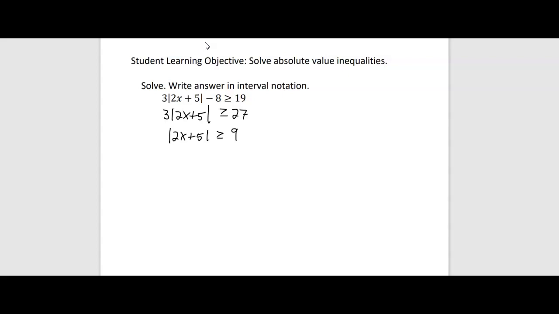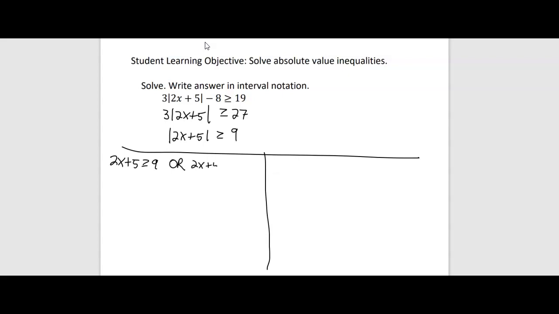Now at this point in time, we have two possible approaches. One approach is to split this up into two inequalities: 2x plus 5 greater than or equal to 9. This is an OR. And 2x plus 5 is less than or equal to negative 9. Solving each of these would give us 2x greater than or equal to 4, that is x greater than or equal to 2, or 2x less than or equal to negative 14, so that's x is less than or equal to negative 7.